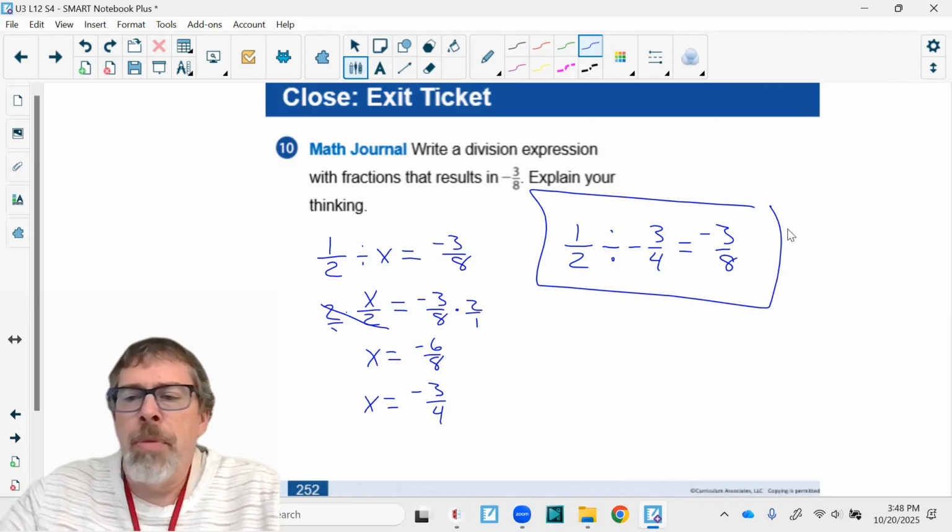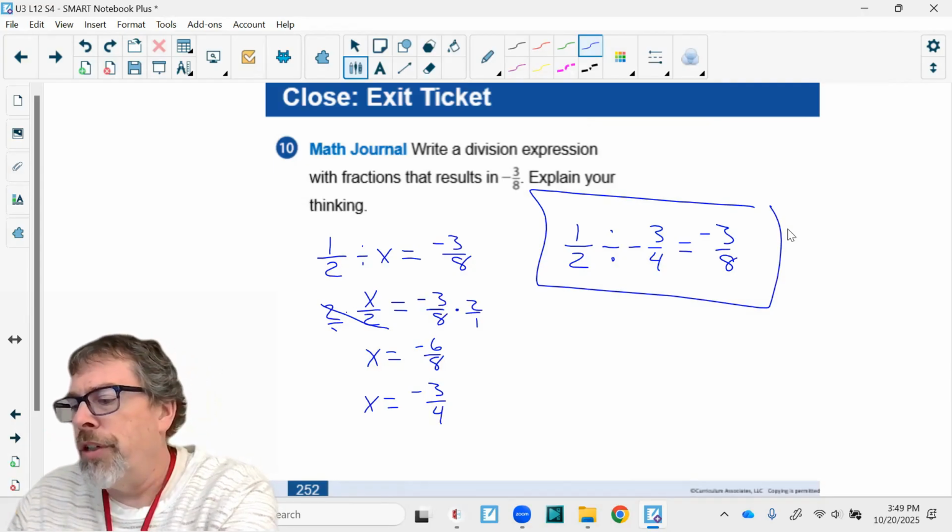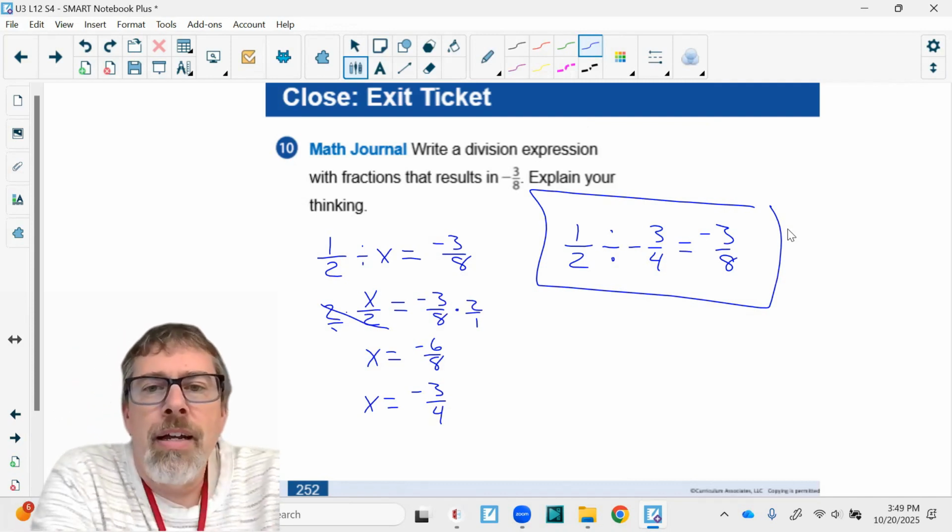That might have been real tricky for some, but if you just use algebra, once you've learned it, it gets a lot easier.